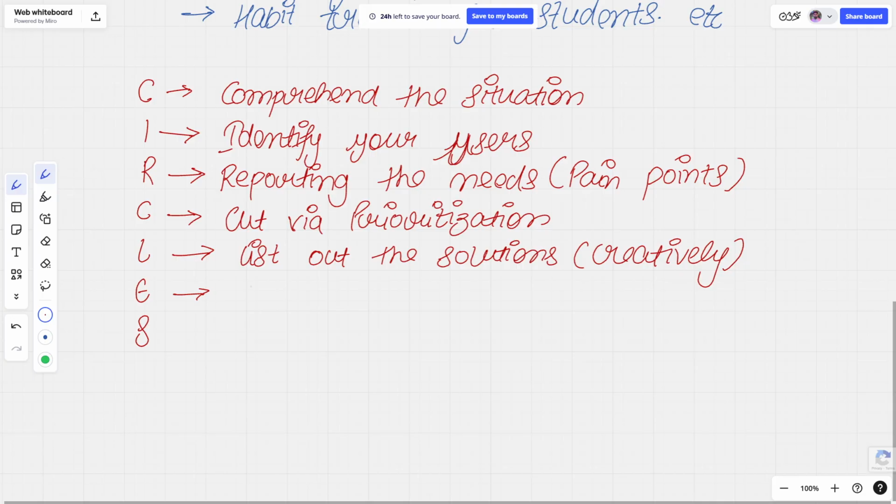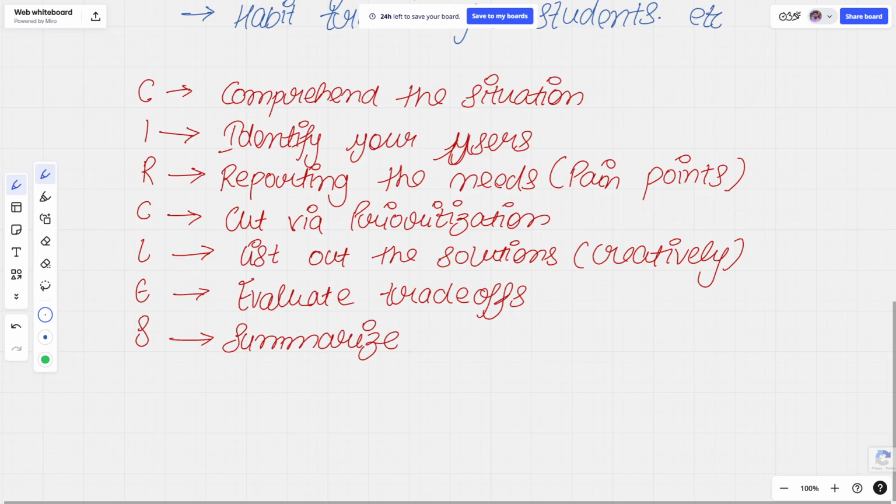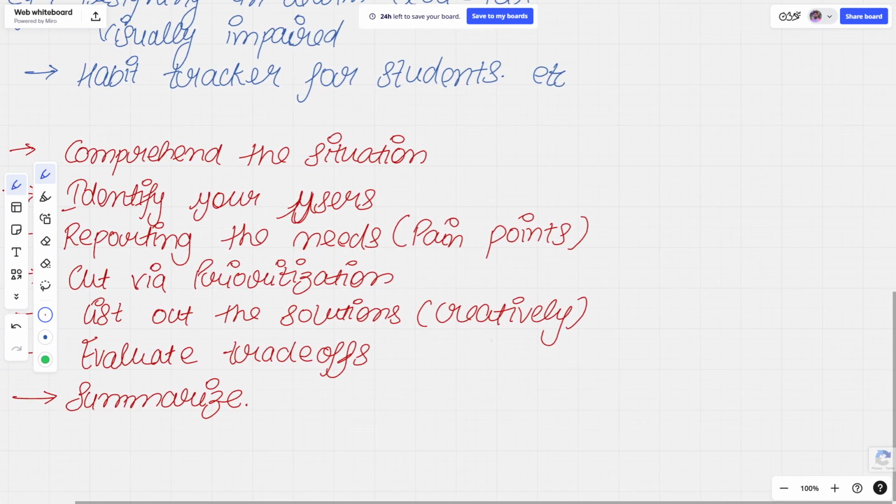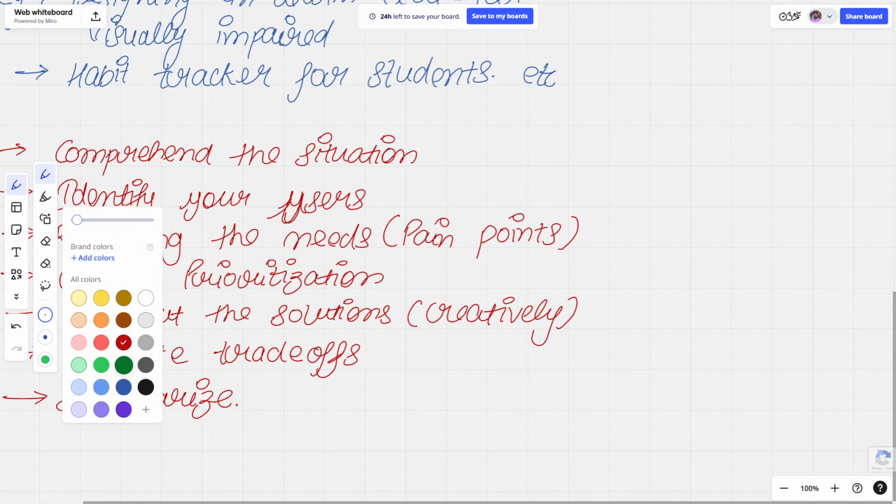And E stands for evaluate trade-offs. There could be some trade-offs for every given solution, and in the end is the summary part of whatever we have done. So this is the basic approach while solving product design questions. And let us get a little deeper into the CIRCLES framework.